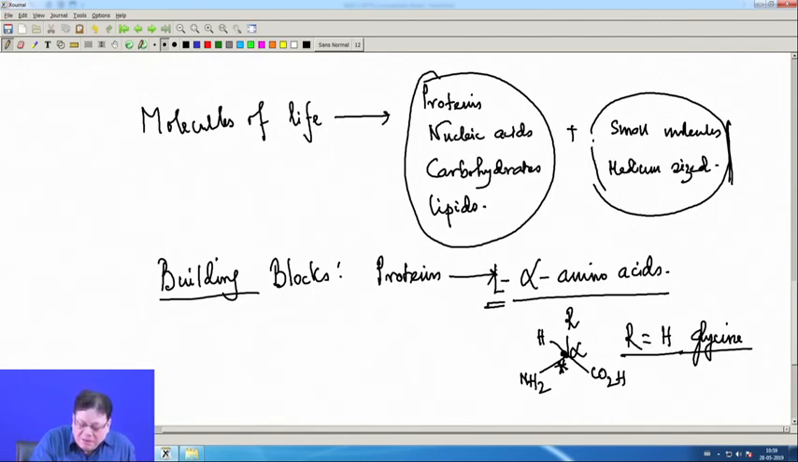Now, this DL nomenclature for assigning absolute configuration is an older version of telling the absolute configuration. It has been replaced by RS nomenclature in organic chemistry. However, biologists still prefer this DL nomenclature to describe the absolute configuration of the biomolecules which are chiral.